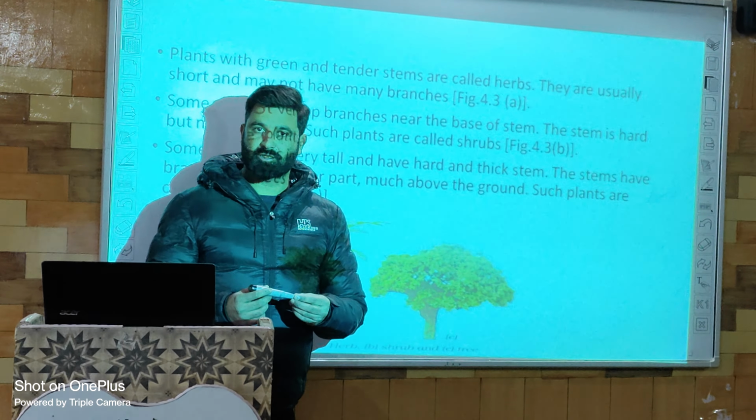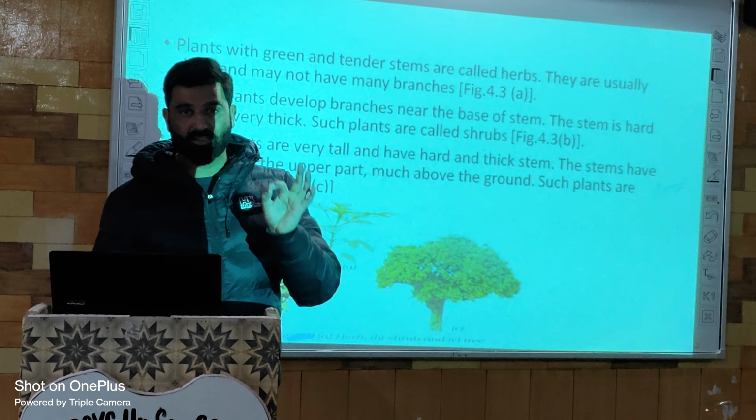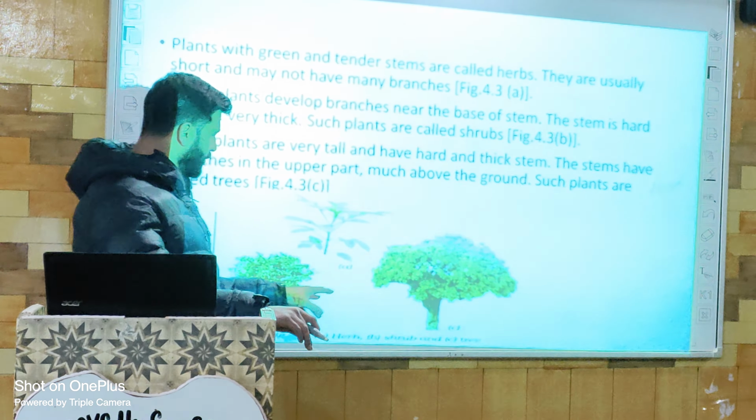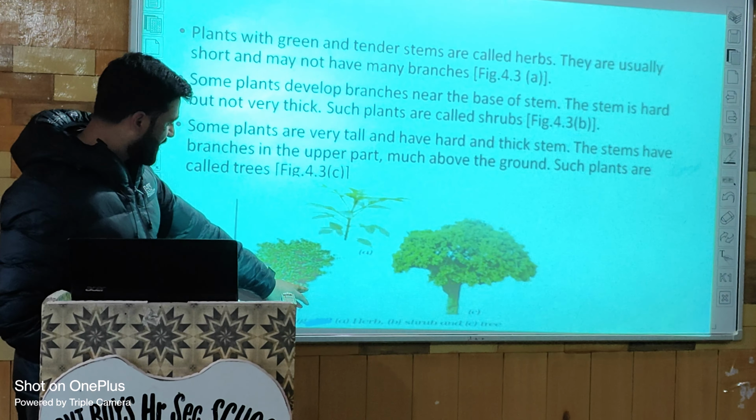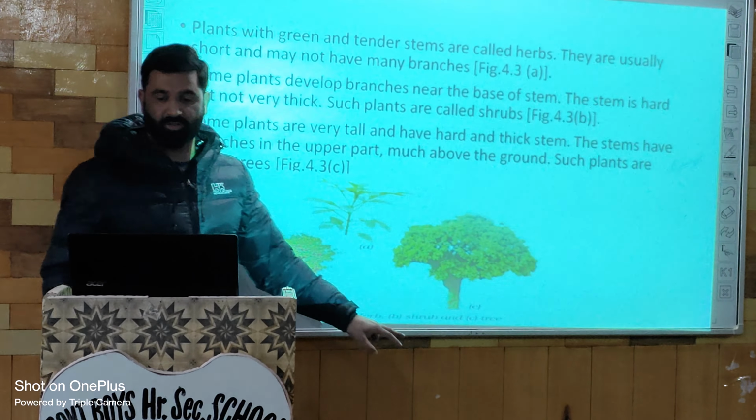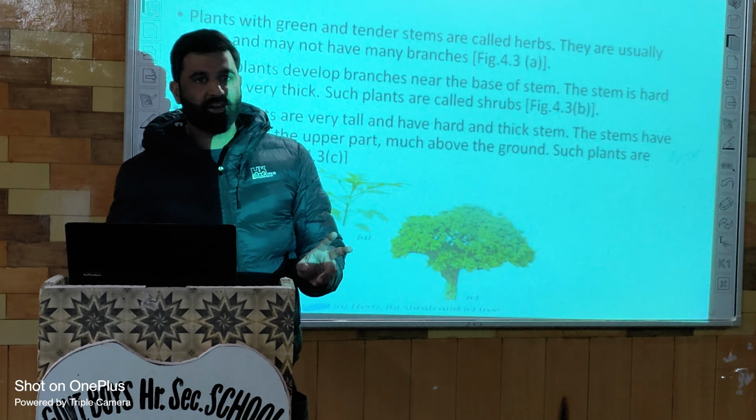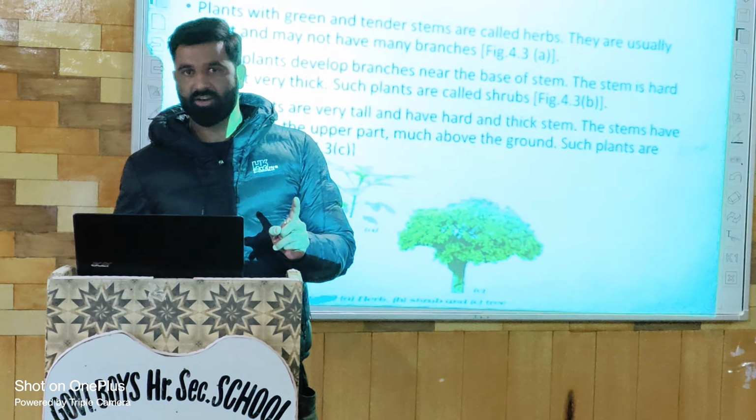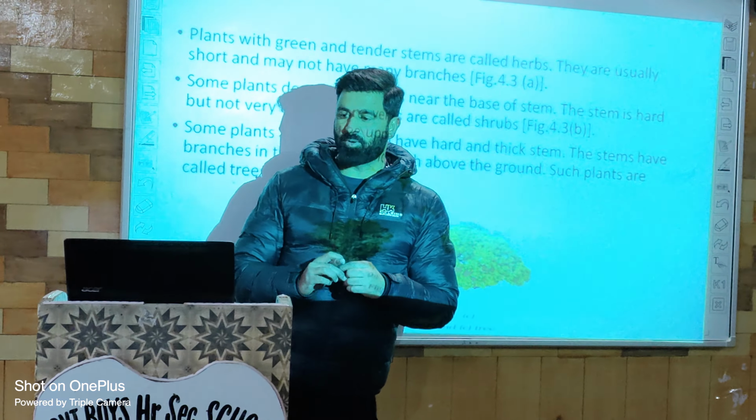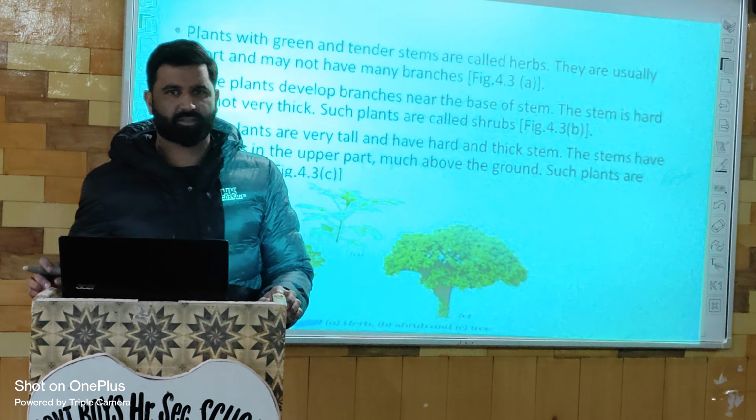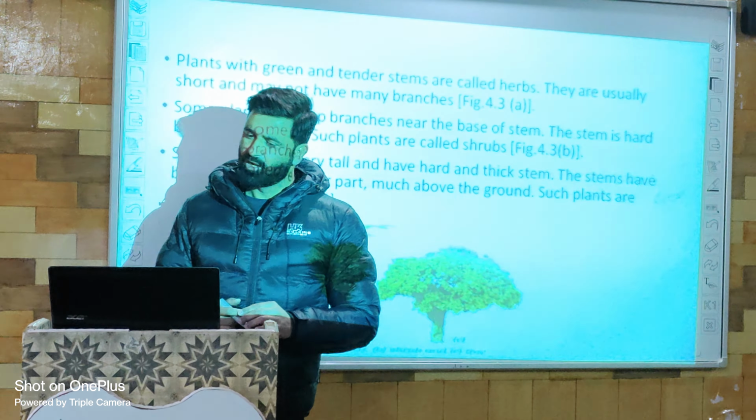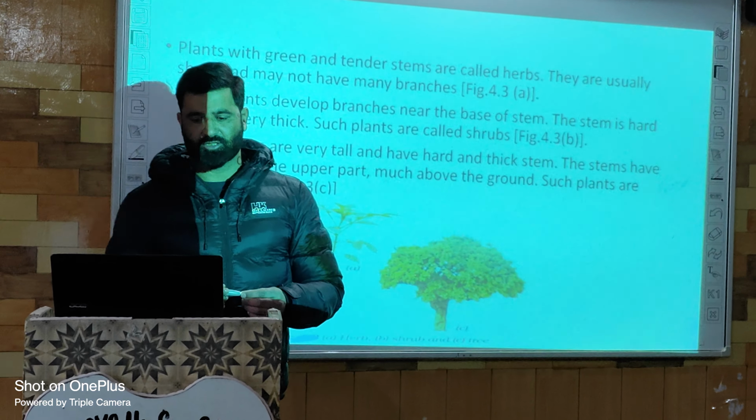And some plants develop branches near the base of the stem. If you look at this picture, the branches are developed here at the base of the stem, and the stem is very hard. Such plants are called the shrubs. For example, we have rose plants. We have different shrubs in our locality. Rose plant is one of the shrubs.